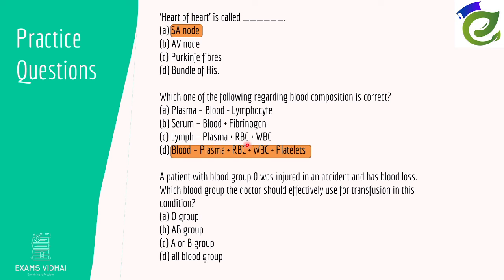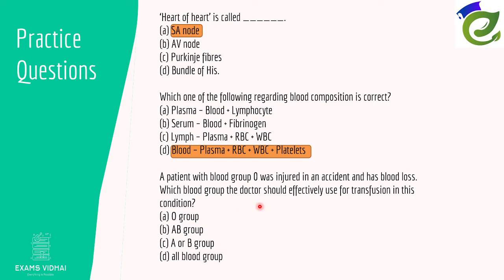Lymph contains plasma, RBC, WBC. This is partially right, but lymph does not contain RBC. Some amount of WBC, but not RBC, because since it is a colorless liquid, it does not contain RBC, and whatever contains RBC will have the color red because of its hemoglobin. Option D is correct because it has plasma, RBC, WBC and platelets.